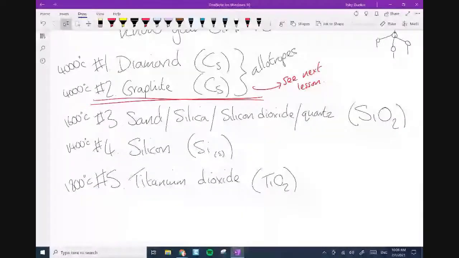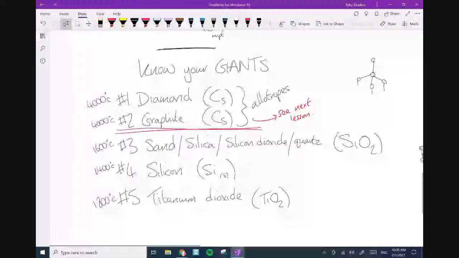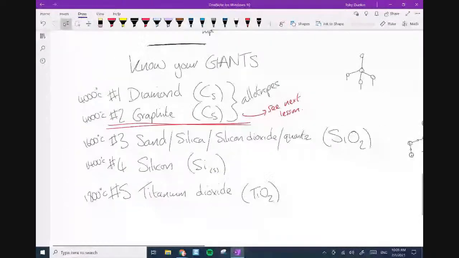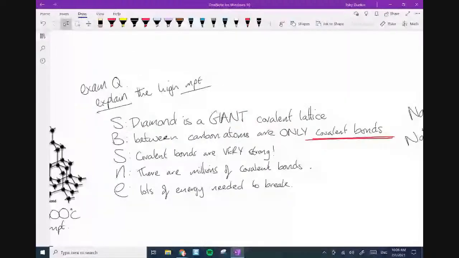And this is because the only bonds to break are covalent. These are pure covalent. They are said to be giant covalents. And the answer to all of these melting points is the same: we just run that process. That actually brings me to the end of my lesson today.